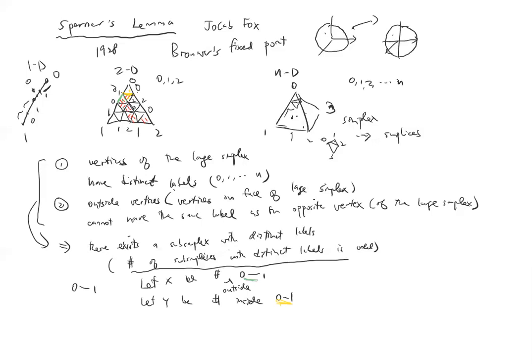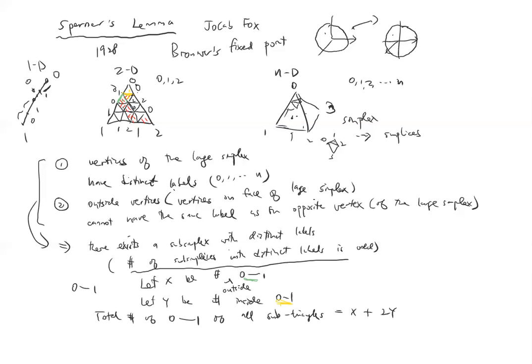So therefore the total number of 0, 1 edges of all subtriangles is equal to x plus 2y, right? Because for the inside edges, like the yellow one here, I need to count twice because it's shared by two subtriangles. Now we have another way to count all these 0, 1 edges, right?